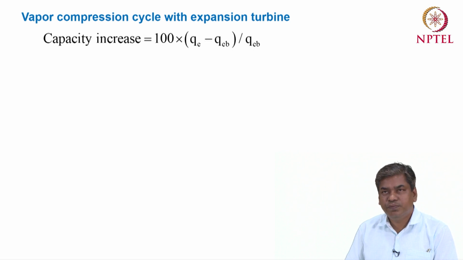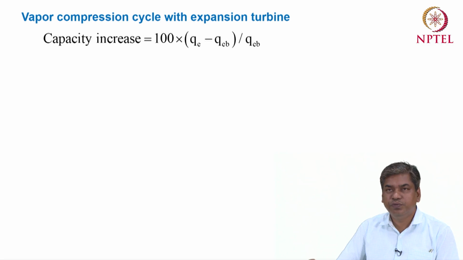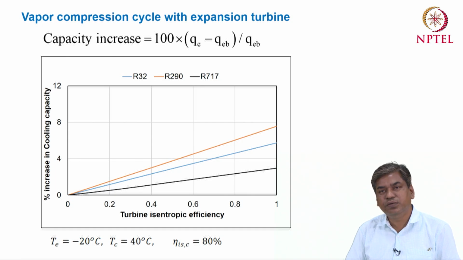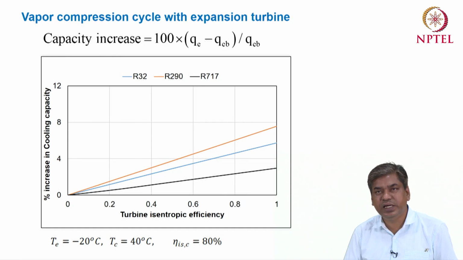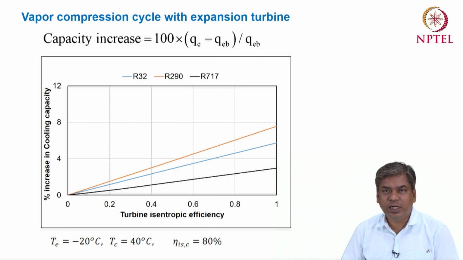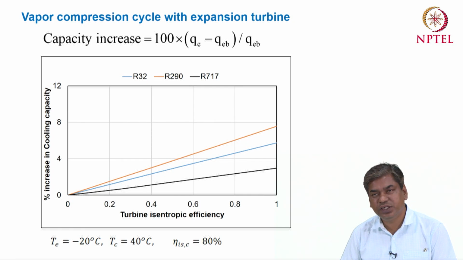So, now this increase of the cooling capacity obviously depends on the type of refrigerant used. So, to prove this statement, I can give some simulation data for the three refrigerants R32, R290 and R717. So, in this graph, the increase of cooling capacity has been plotted against the turbine isentropic efficiency.